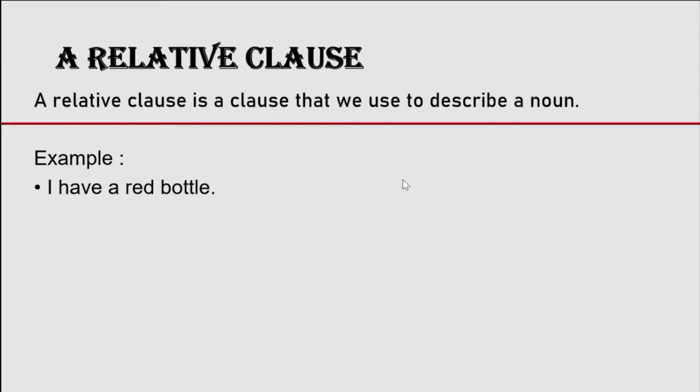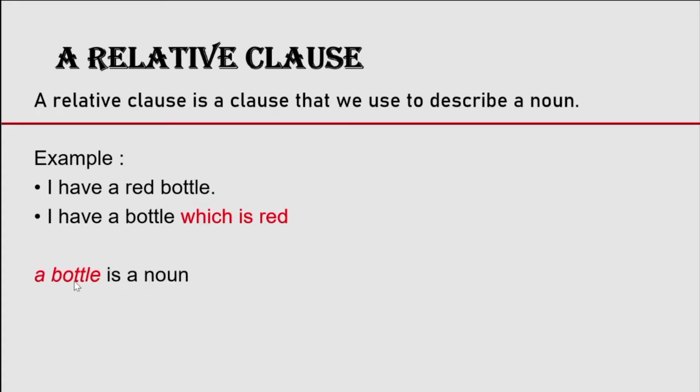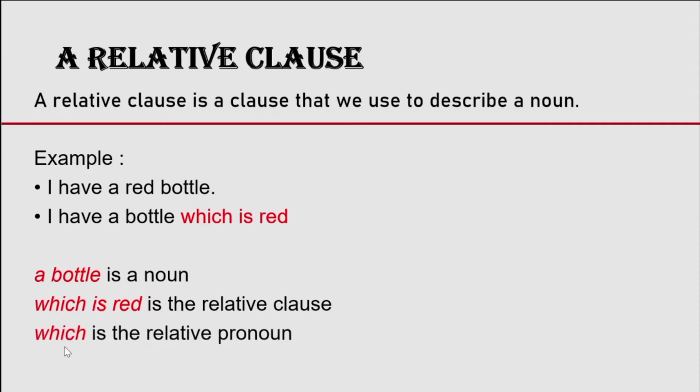Example, I have a red bottle, and we can use a relative clause, which is red. I have a bottle which is red. Okay, let's get a bottle. A bottle is a noun which is red. That is the relative clause. Which, that is the relative pronoun. So we have to know that the relative clause here is describing the noun, which is bottle.